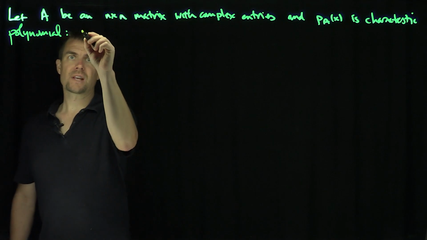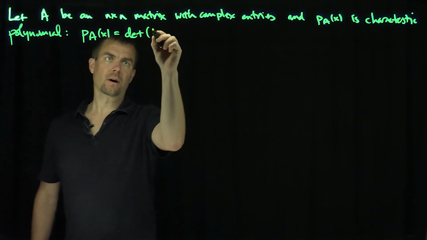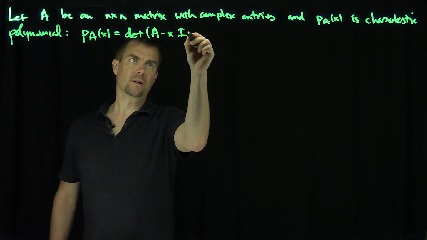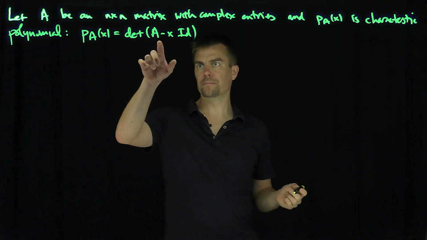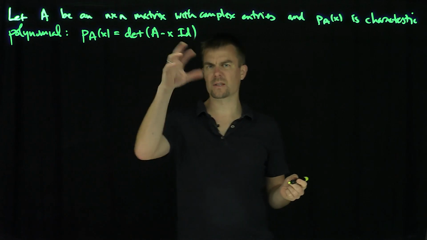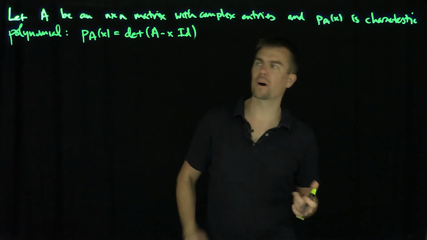Of course, what does that mean? That means that P_A(x) is just the determinant of A minus x times the identity matrix. You can also write it as x times the identity minus A. It doesn't matter. Some books have it a little bit differently, but the same result is going to be true up to a plus or minus 1.